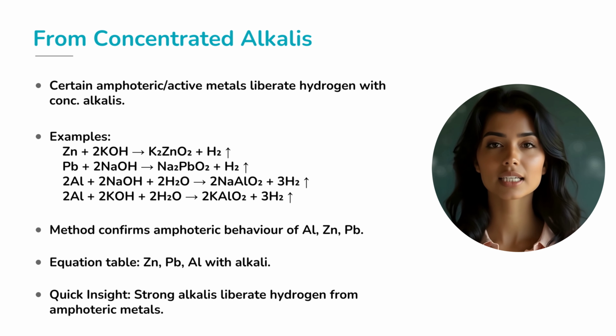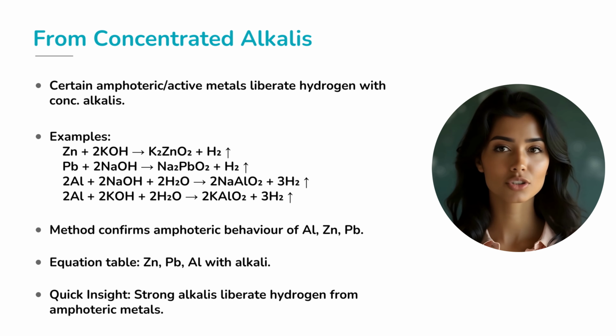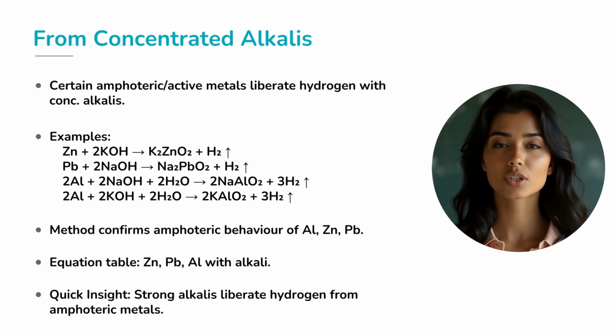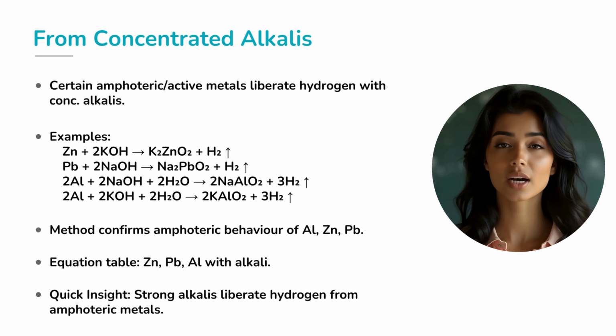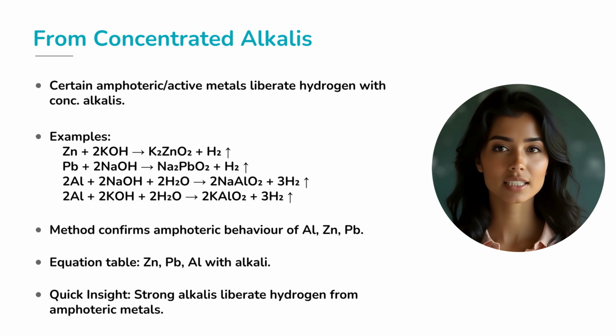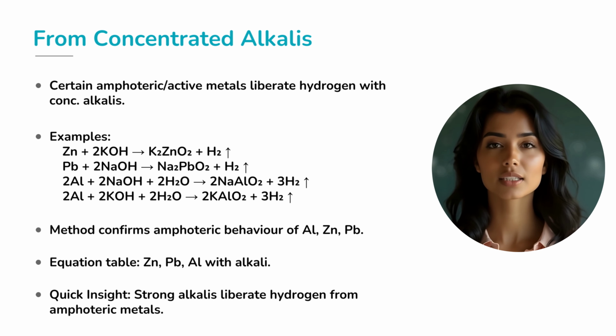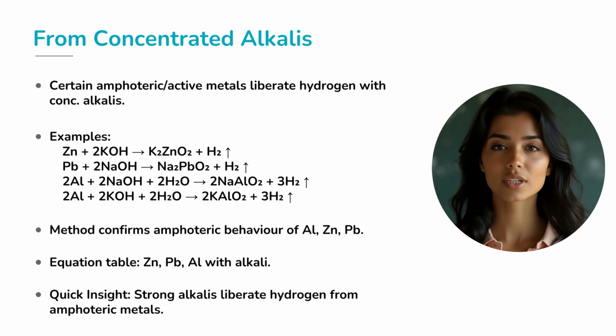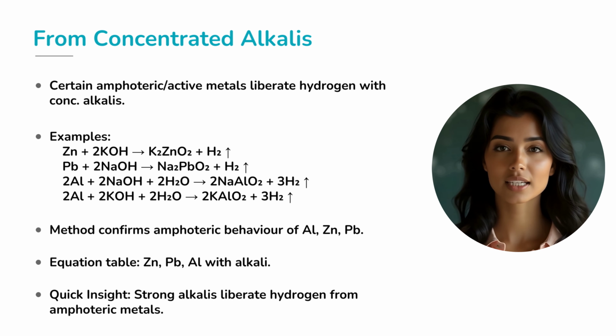Certain metals like zinc, lead, and aluminium react with strong alkalis like sodium hydroxide, NaOH, and potassium hydroxide, KOH, to release hydrogen gas. For example, zinc reacts with potassium hydroxide to form potassium zincate and hydrogen gas, Zn + 2KOH → K2ZnO2 + H2. Aluminium, a highly reactive metal, reacts with both alkali and water, producing hydrogen as well, 2Al + 2NaOH + 2H2O → 2NaAlO2 + 3H2.